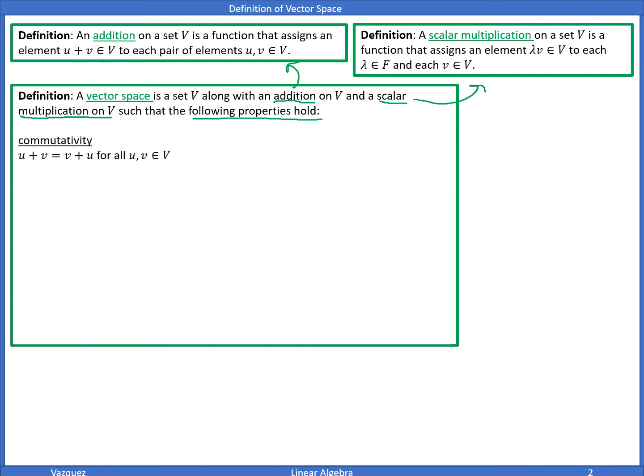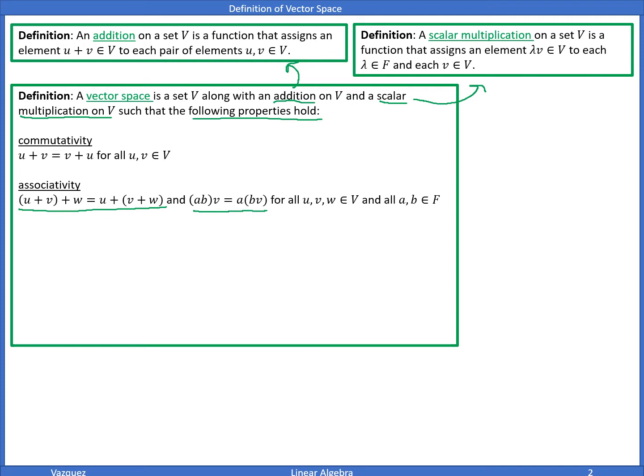First one is commutativity, right? So u plus v is the same thing as v plus u for all elements u, v in V. They have to be associative. So here's associativity with addition, over here it's with multiplication. For all of these, u, v, and w in V. And here, a and b are elements of F, not V. So careful with that.